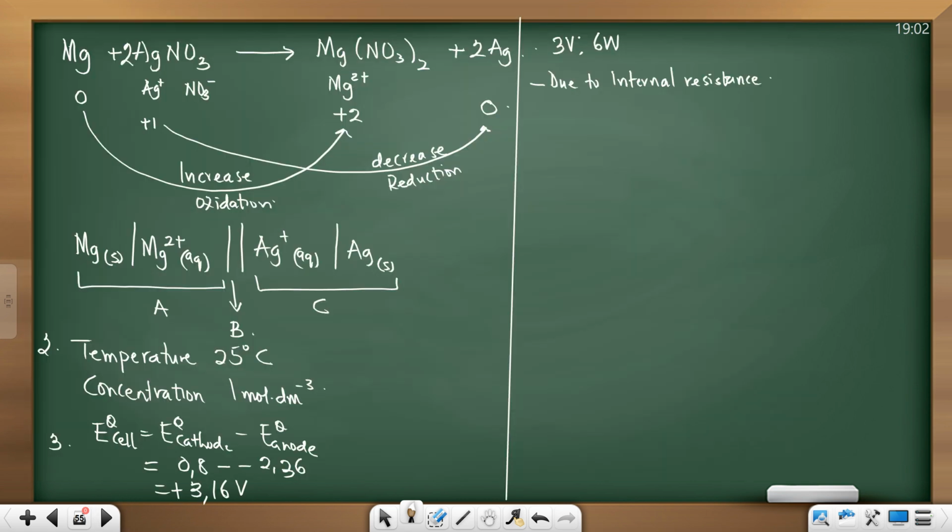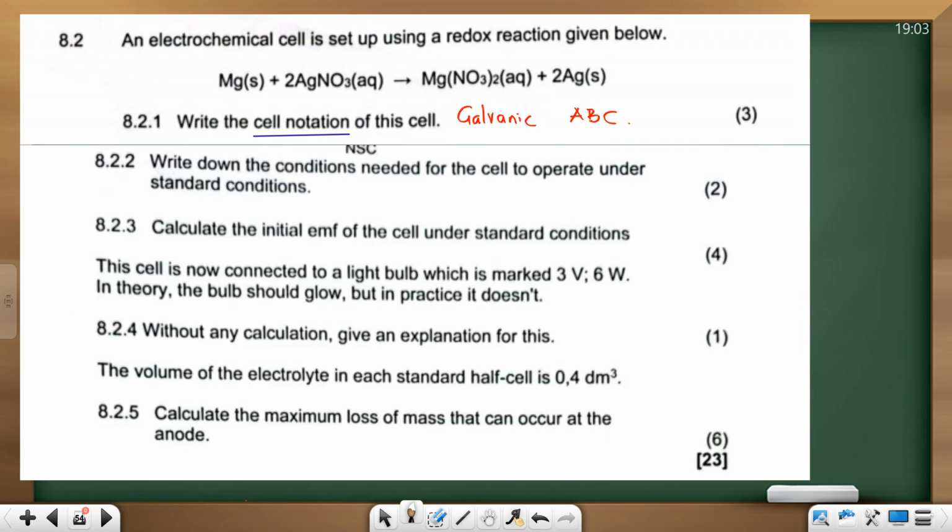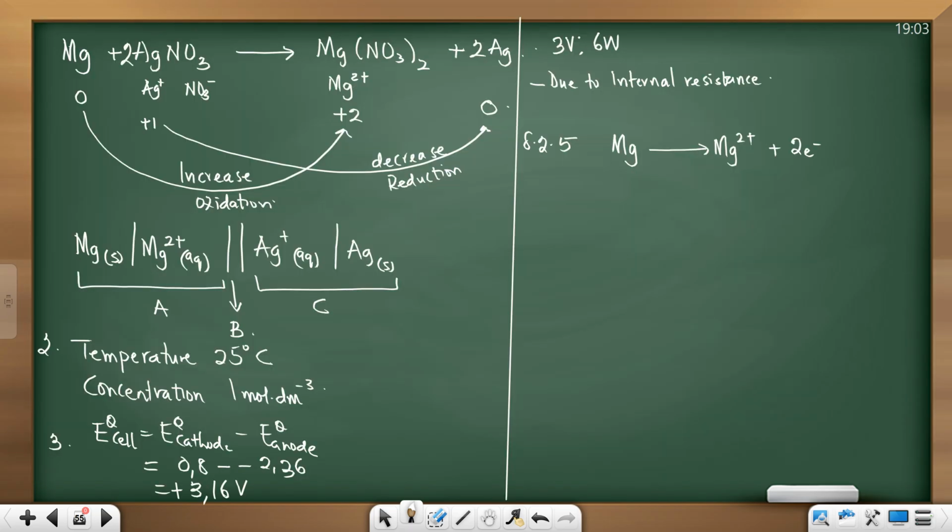Let's quickly see 8.2.5. We start by the equation. What's the equation? Mg gives Mg2+ plus 2e. Are we good? The examiner says we should calculate the mass, if the volume is 0,4. I wanted you to learn to be creative. We are looking for the mass. Are you with me? Mass. What is volume again? 0,4.